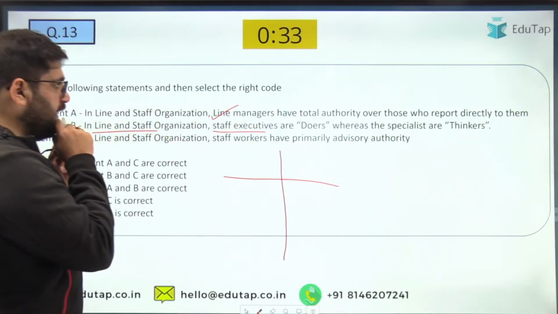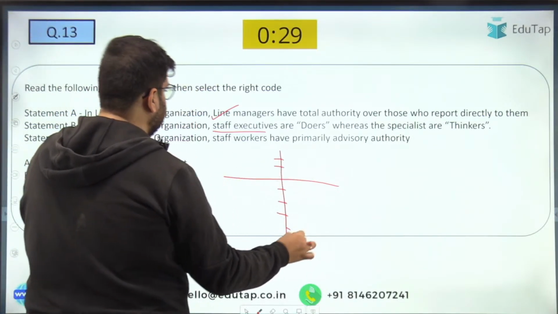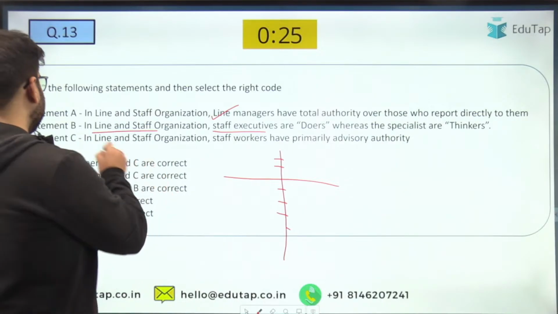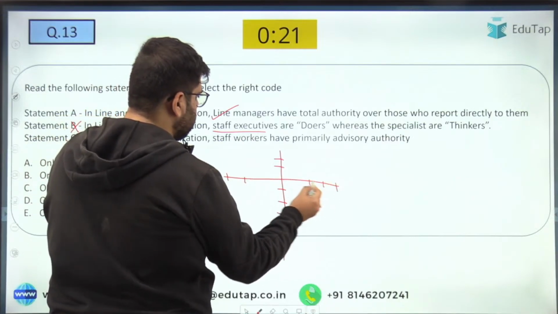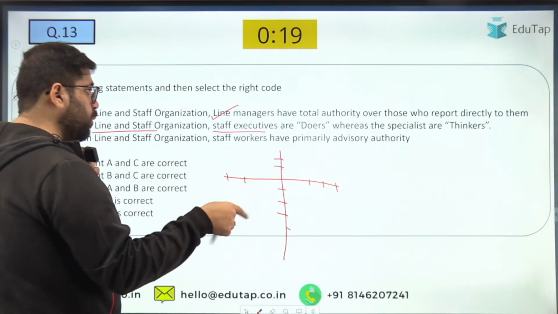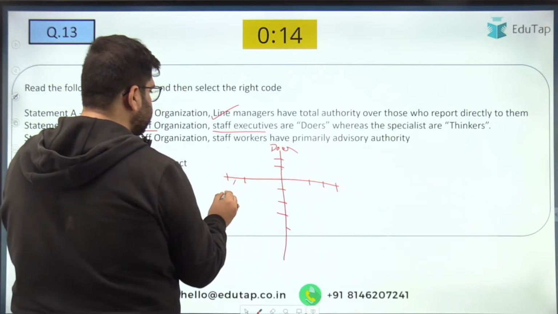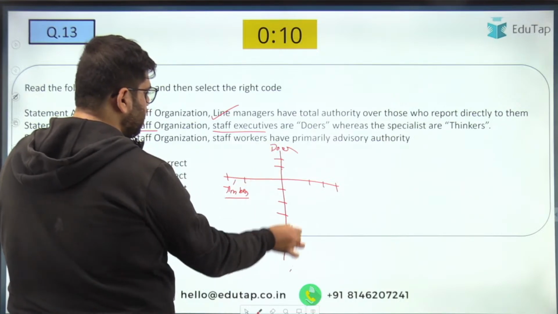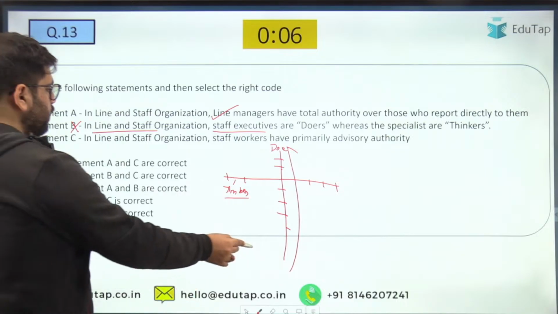Yes, the statement is correct, because in line I will appoint the people, right? In line, staff executives are the doers? No, no, no. Staff executives are the people who are thinkers. Line managers are the people who are doers. So this is basically the doers line, and this is basically the thinkers line, because they generally advise. The actual work is done by the people working on the line, and this is also sometimes known as shaft.